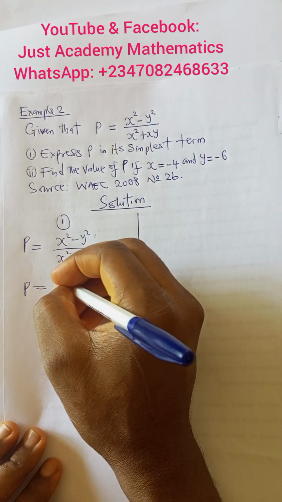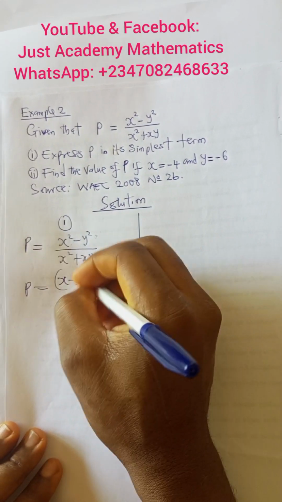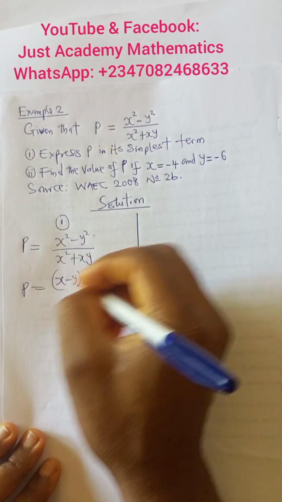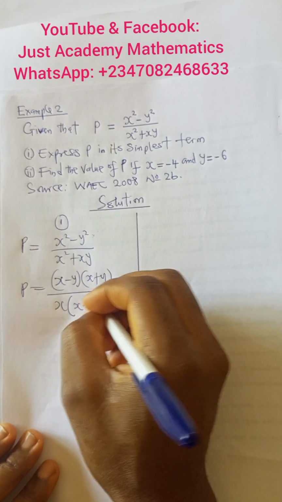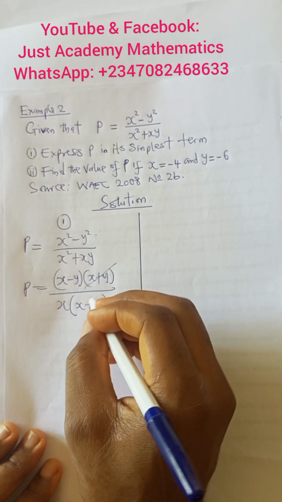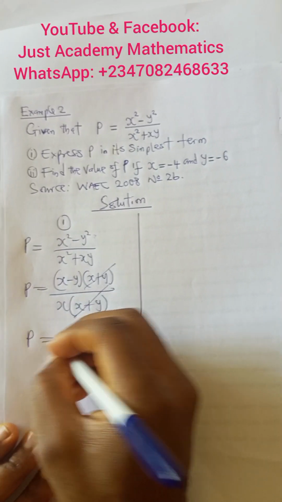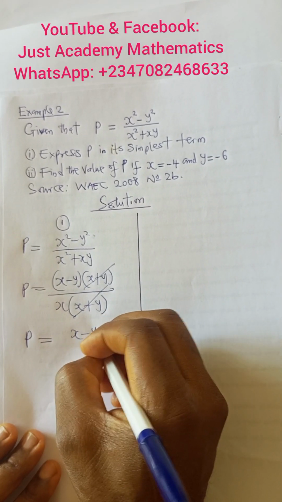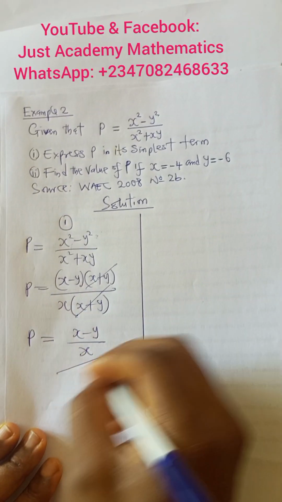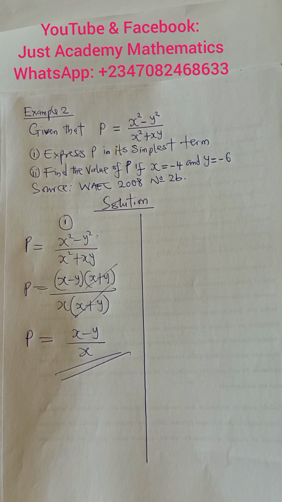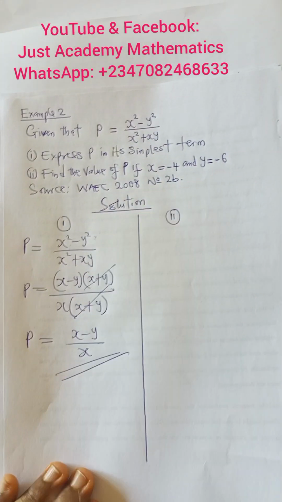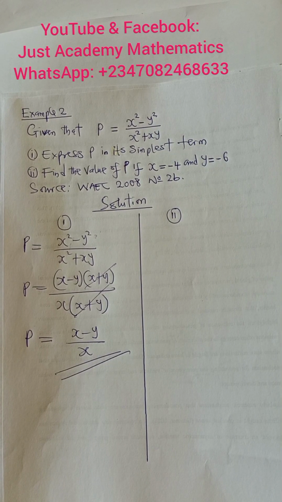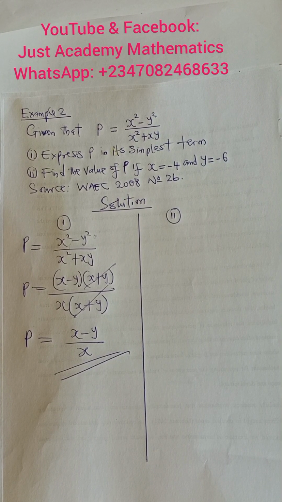This is difference of two squares. So this is x minus y times x plus y over x is outside, remaining x plus y. Of course, this can cancel this. So P in its simplest form is x minus y over x. That is P in its simplest form. Now, the next question, which is 2, says find P when x is minus 4 and y is minus 6.